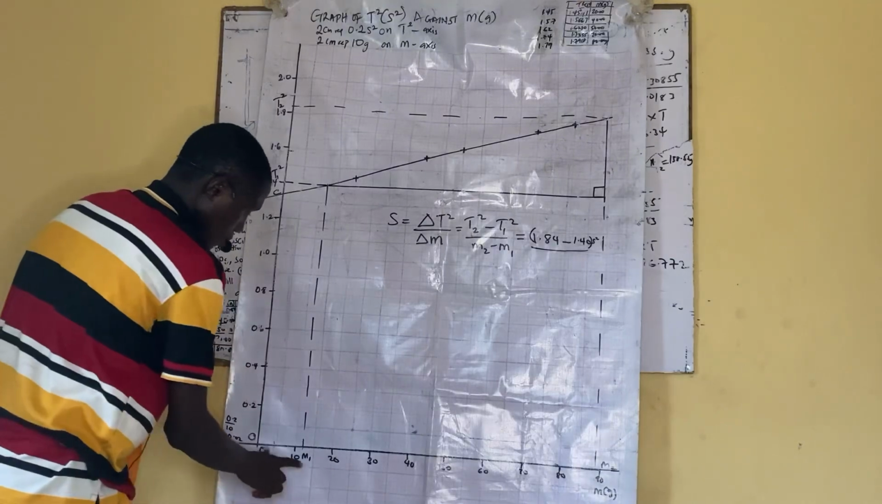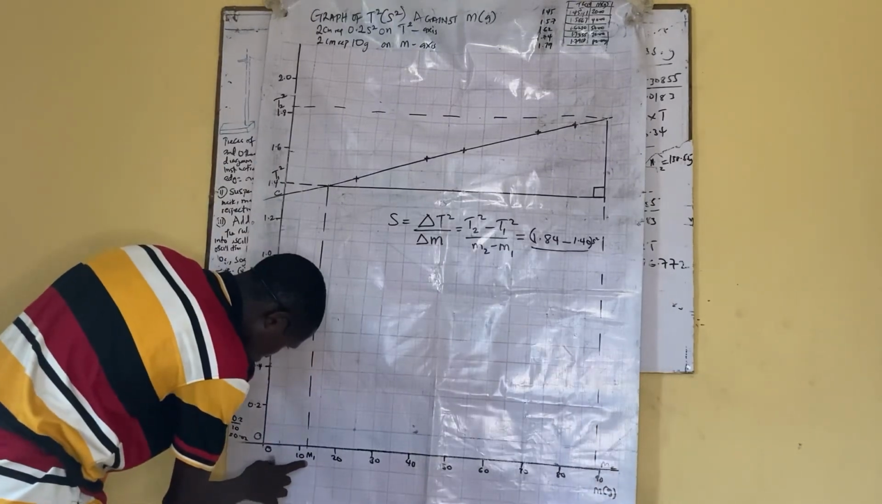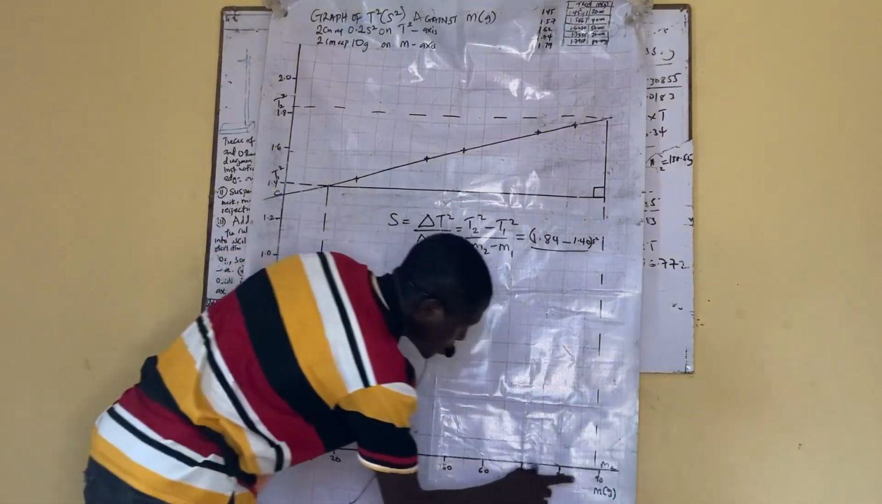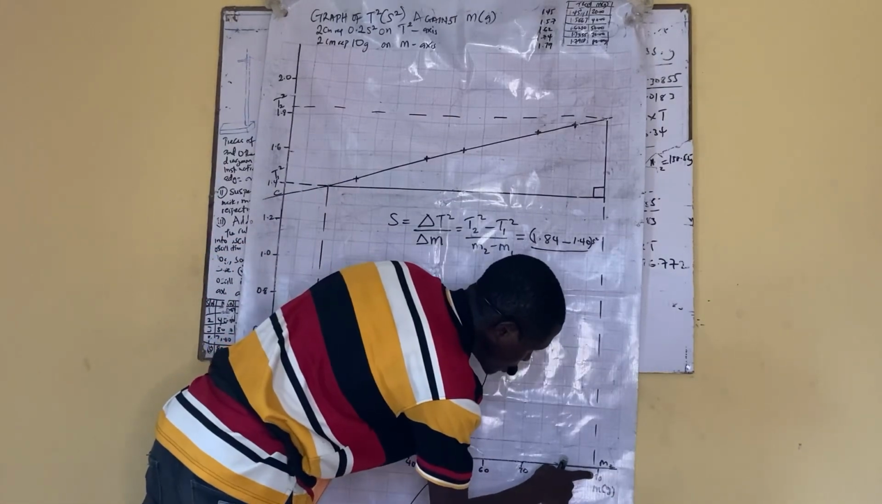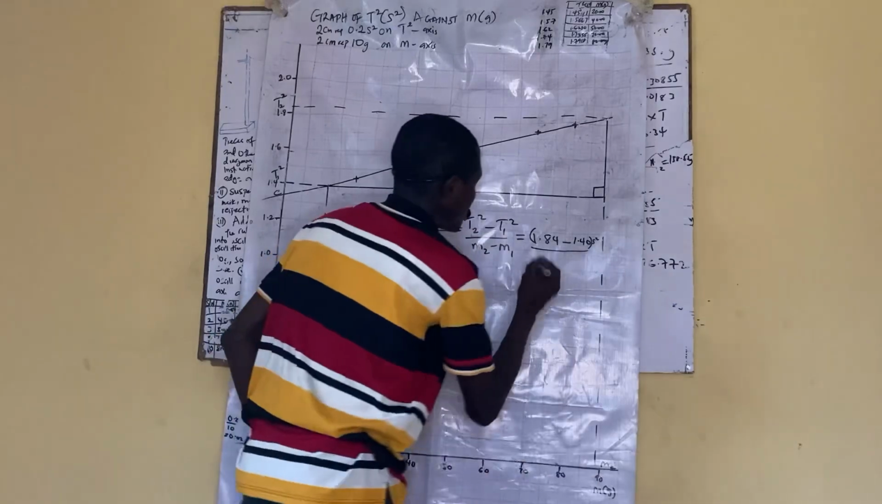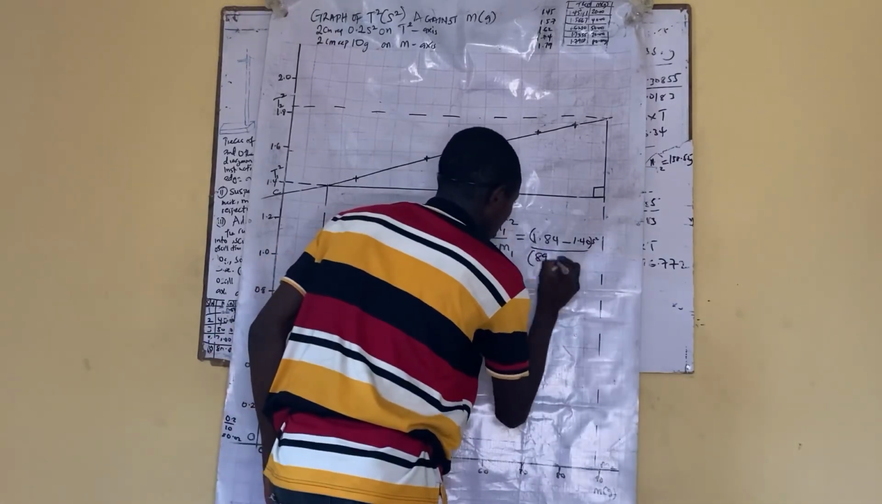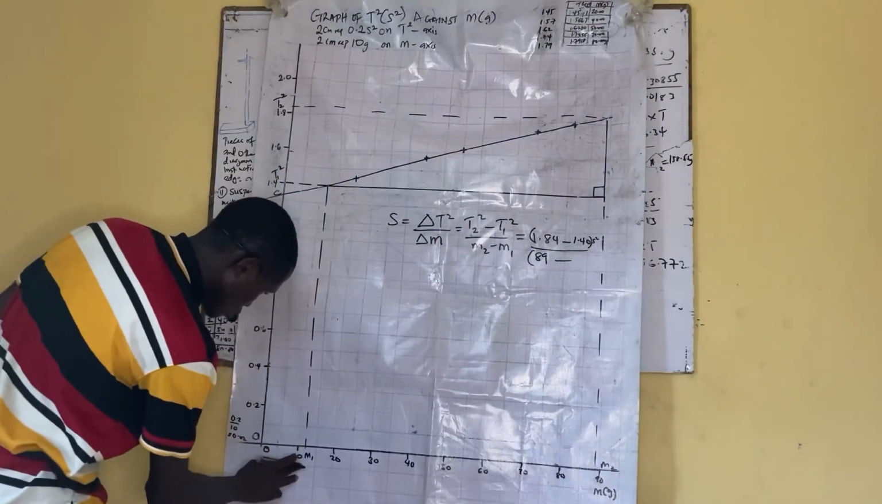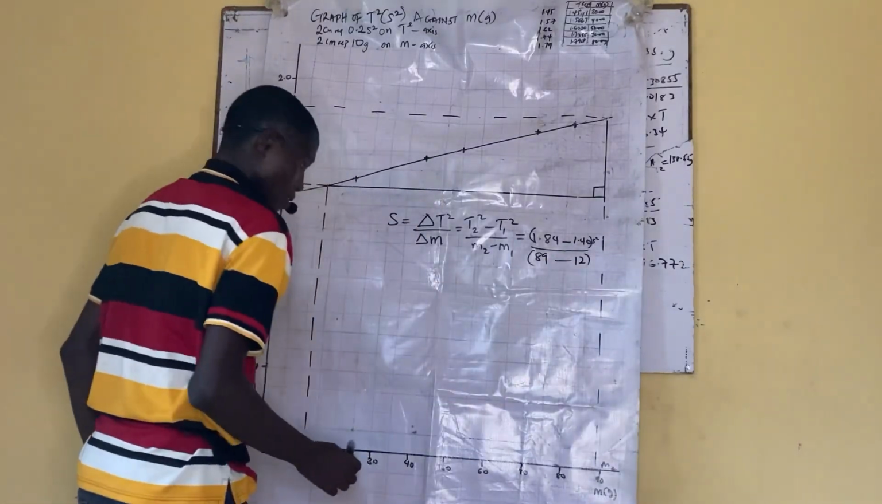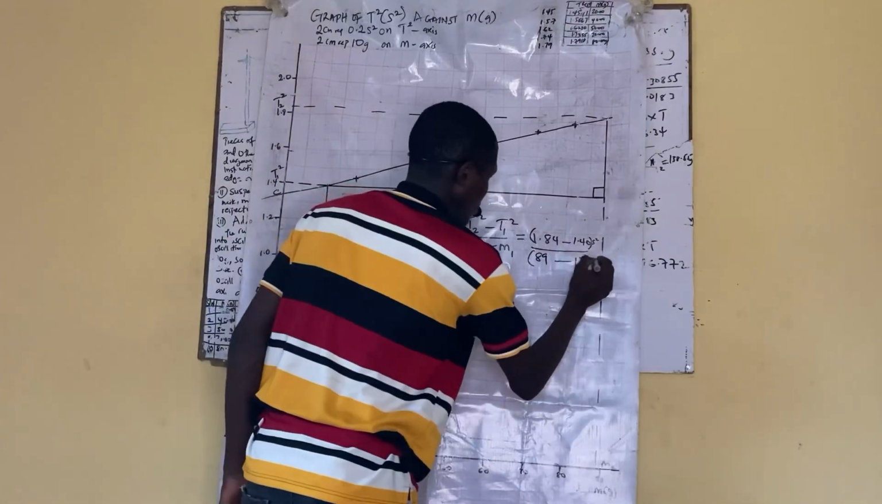Now this one is 11, 12. Because this is 11, 12. And this one is 79. Okay, this one is 89. This one is 85, 86, 88, 89. So 89 minus 12, in gram.